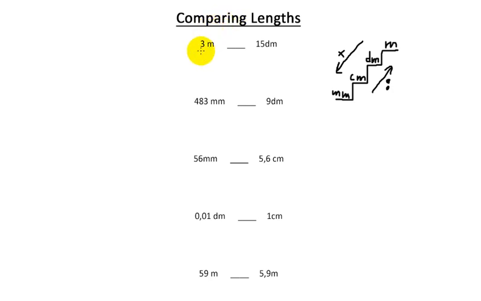So let's start with this one. It says 3 meters or 15 decimeters. Which one is more? I can't compare these right now because they're not in the same unit of measurement. One is in meters, one is in decimeters. So I need to pick one of the two and change them into the same unit of measurement as the other, just like we did with addition and subtraction.